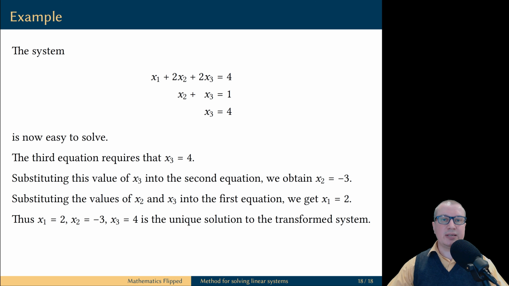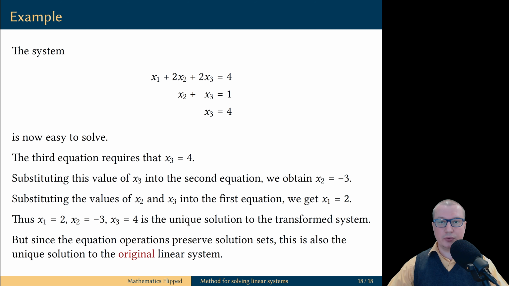Therefore, this linear system has a unique solution. x1 equals 2, x2 equals -3, x3 equals 4. But this unique solution is also the solution of the original linear system. And the transformed linear system and the original linear system have identical solution sets. Therefore, the original system also has a unique solution, and we know what the solution is.